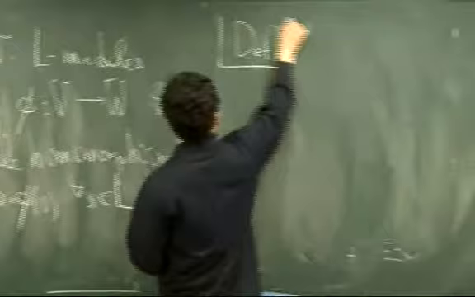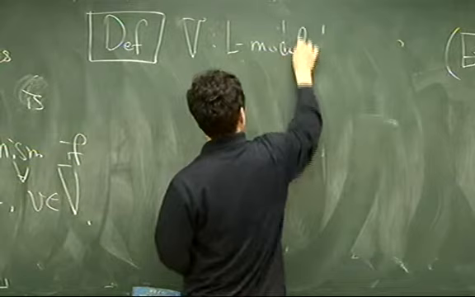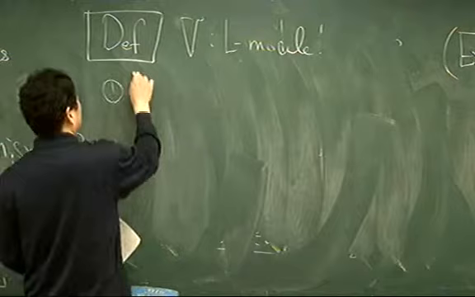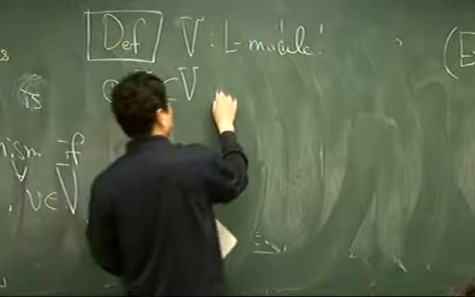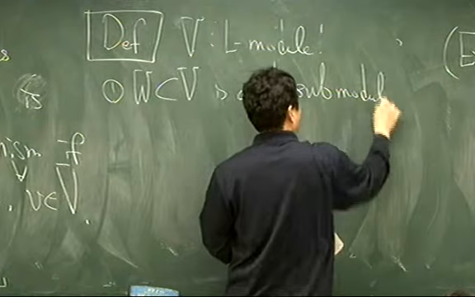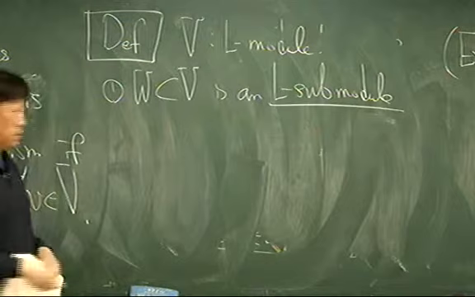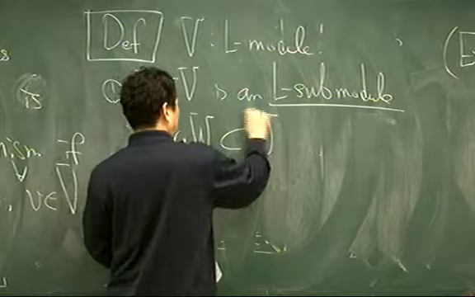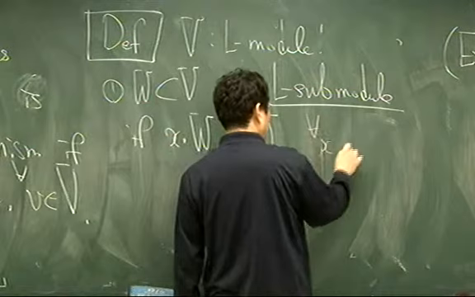Suppose we have an L-module V. Then a subspace W of V is an L-submodule if it is closed under the action of L. So if x dot w lies inside W for all x, then W itself becomes an L-module.